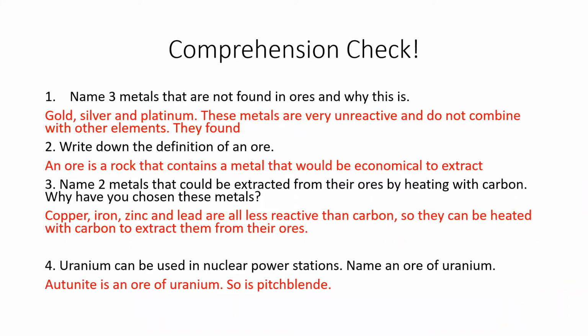Name 2 metals that could be extracted from their ores by heating with carbon. Okay, so copper, iron, and zinc. Copper, iron, zinc, and lead are less reactive than carbon, so can be heated with carbon to extract them from their ores. So uranium can be used in nuclear power stations. Name an ore of uranium. Autunite is an ore of uranium. So is pitchblende. We didn't mention that, but pitchblende is another one. Often there's more than one.